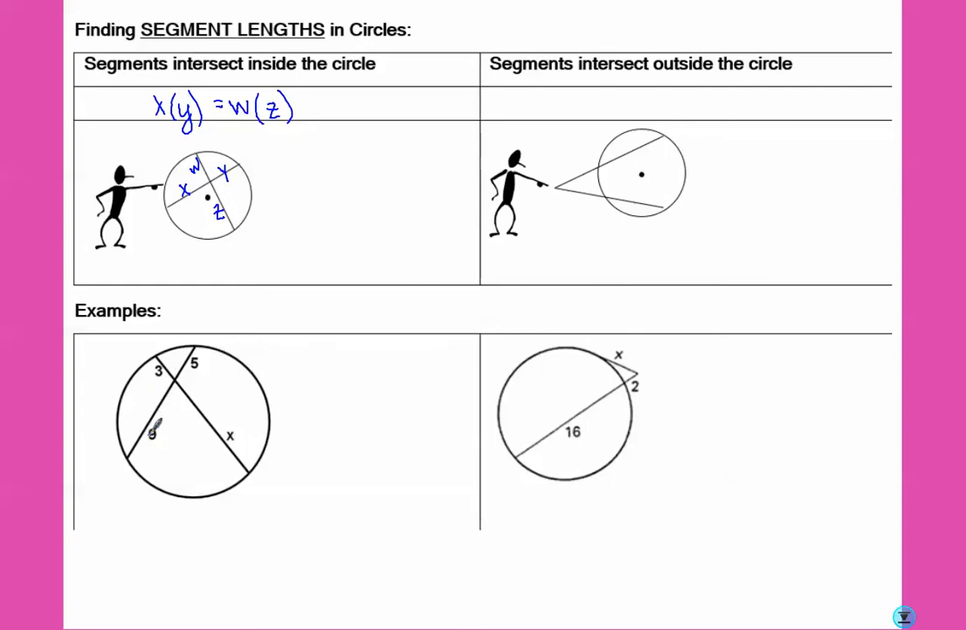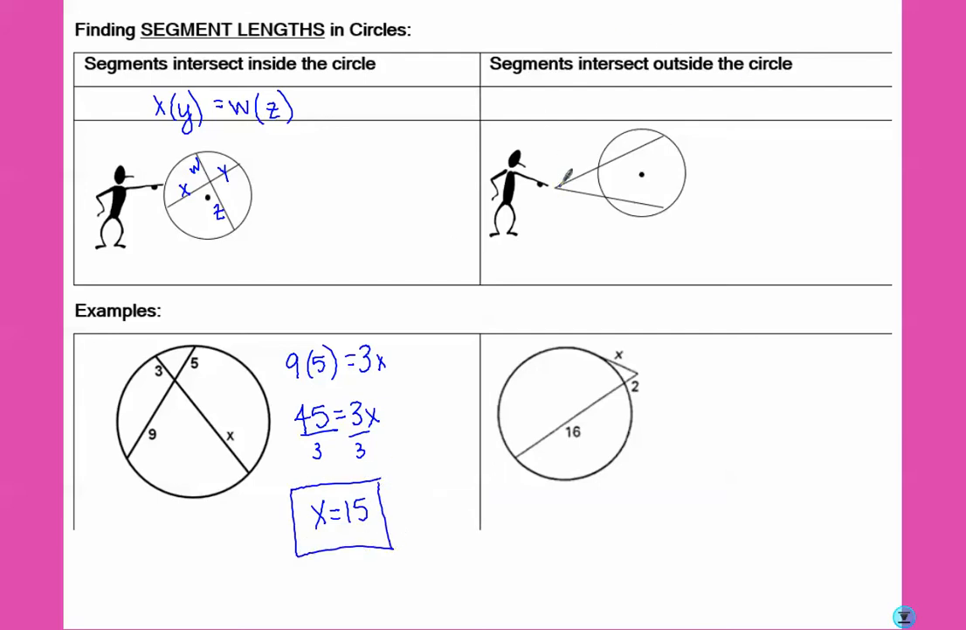The two pieces, so 9 and 5, so 9 times 5 would have to equal the other two pieces, so 3 times x. 9 times 5 is 45 equals 3x. Divide both sides by 3. X would equal 15.